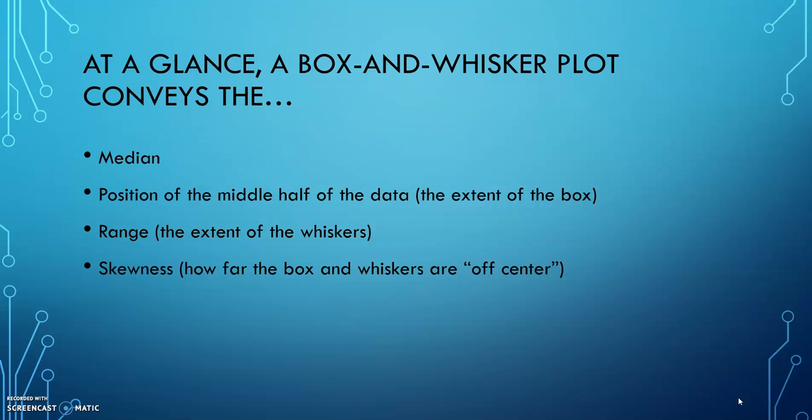At a glance, a box and whisker plot conveys the median, the position of the middle half of the data, which is how big the box is. Q1 to Q3 includes half the data. The range it shows from the lowest to the highest, from the left whisker to the right whisker. And the skewness, how far the box and whiskers are off center.